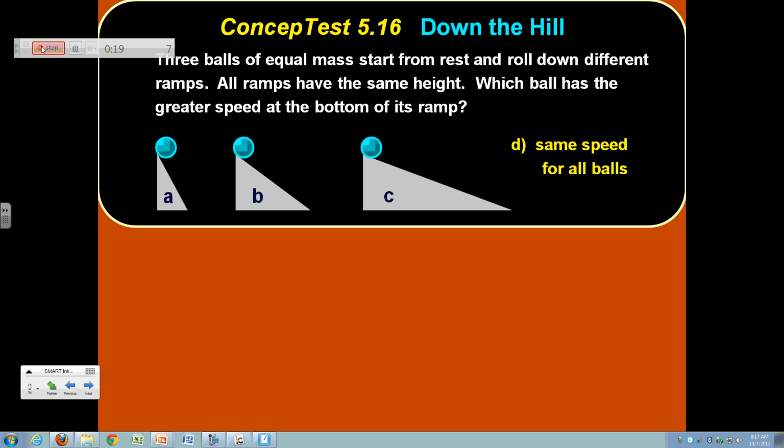Question. Is the ramp a frictionless surface? We can say they're all frictionless. Rolling friction is very small, so we'll say it's negligible. That's why I use bearings, right? Because rolling friction is very, very small.